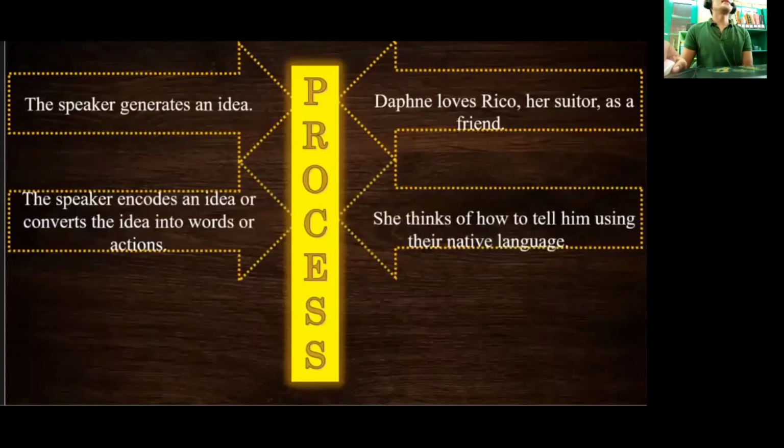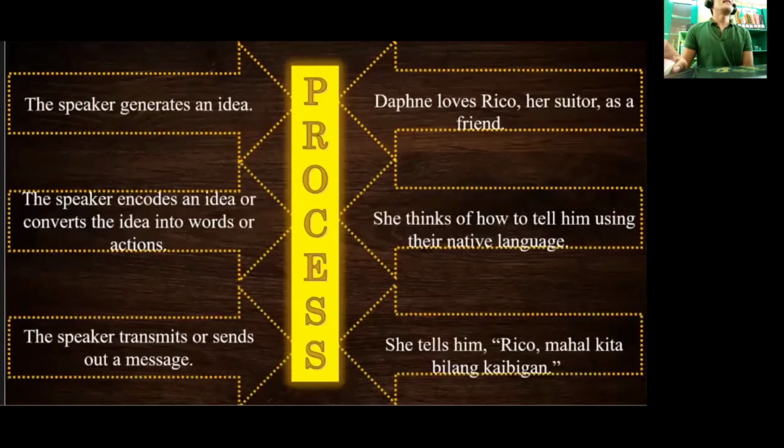As you can see there, on the left side is the process, and on the right side is the sample of the flow of communication. First, Daphne loves Rico, her suitor, as a friend. That's how it usually starts. She thinks of how to tell him using their native language. Okay, that's the encoding part. Now she tells him, "Rico, mahal kita bilang kaibigan." There's the time now that the speaker transmits or sends out the message.